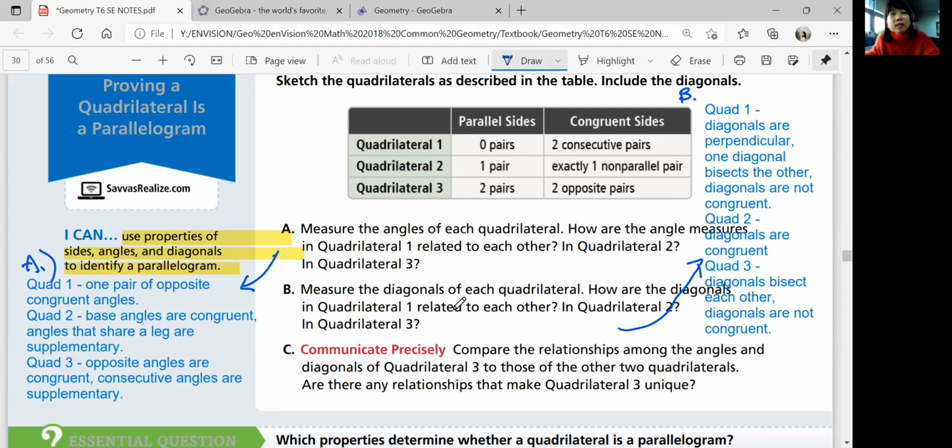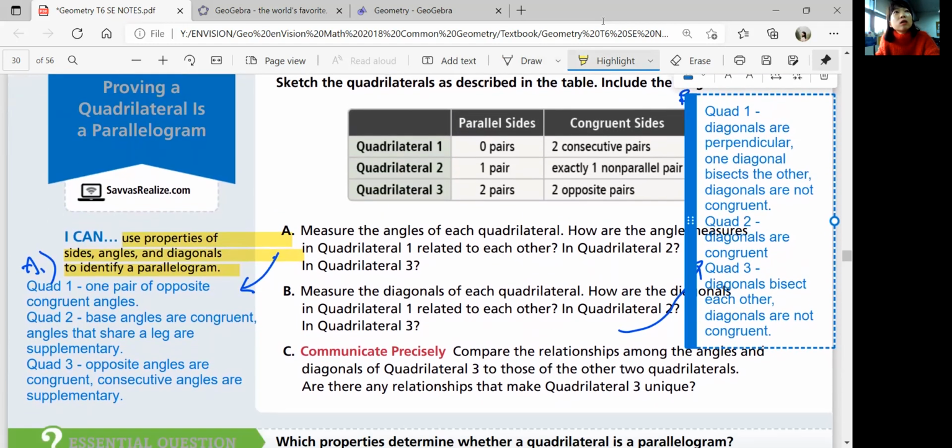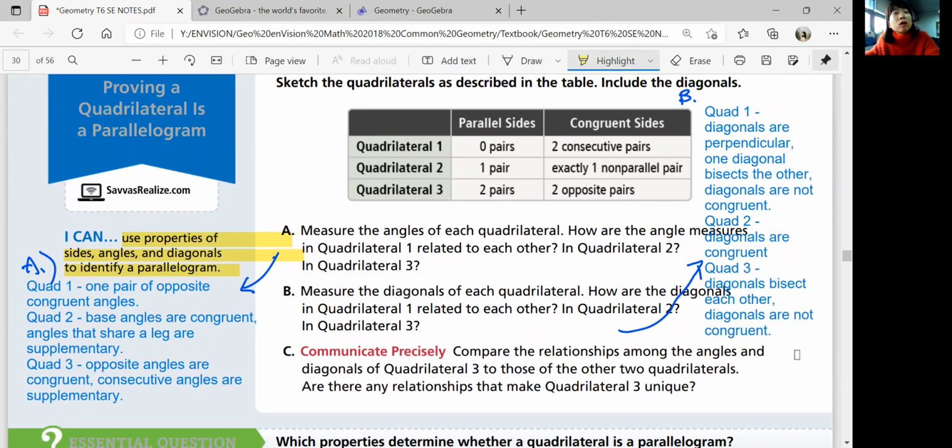Part C, compare the relationships among the angles and diagonals of quadrilateral 3 to those of the other two quadrilaterals. Are there any relationships that make quadrilateral 3 unique? Okay, so look at the relationships among the angles and diagonals for quadrilateral 3. So look at quadrilateral 3 here. Are there any relationships to make quadrilateral 3 unique?